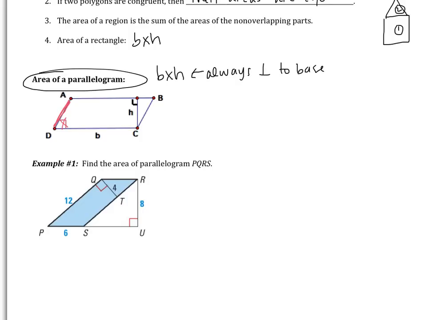So for example, in example number 1, it says find the area of parallelogram PQRS. Now, here's our base. Well, first thing, area of a parallelogram is base times height. You should always start out with a formula. I'm going to be asking you to memorize these formulas, and so I want to know what formula you're using. Okay, so our base is 6. Our height is the segment that's perpendicular to the base. Our height in this case is actually outside of the parallelogram. Our height is right here, perpendicular to the base, and our height is 8. So 6 multiplied by 8 is going to be 48 units squared.